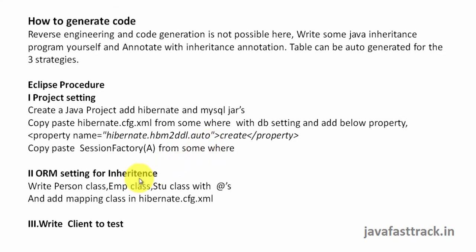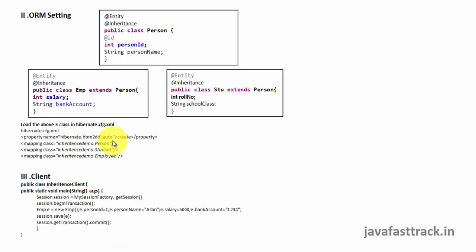For the first time, from the mapping classes or mapping files, whatever we have, Hibernate can automatically create tables. Step 3 is the client program as usual. This is the code, whatever you are going to write.